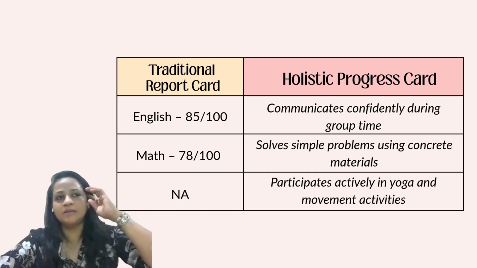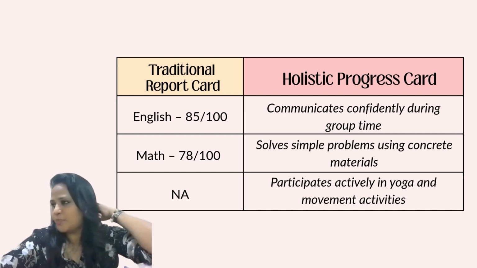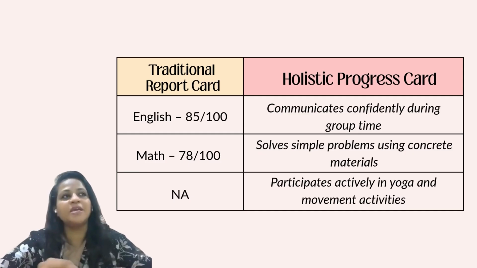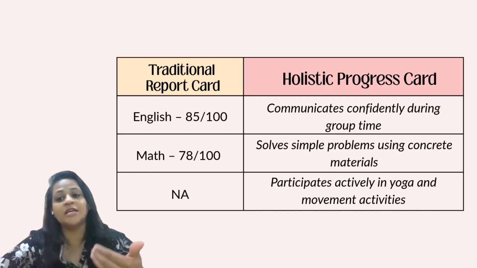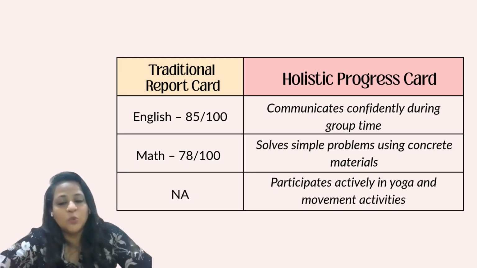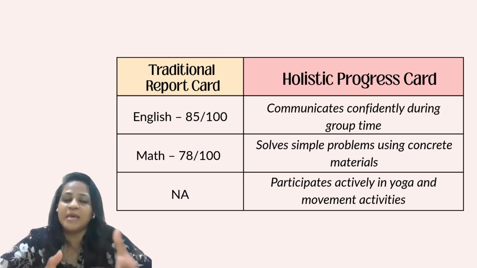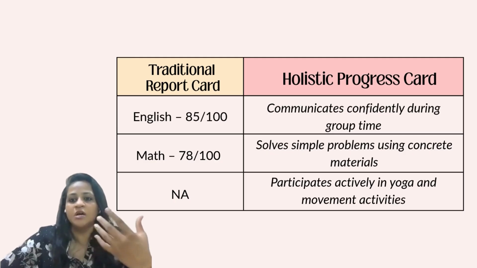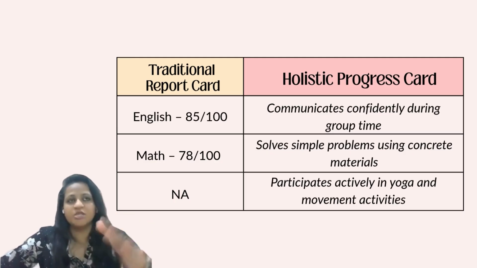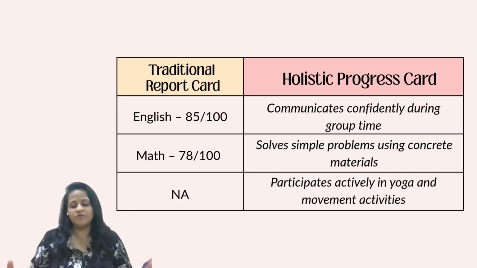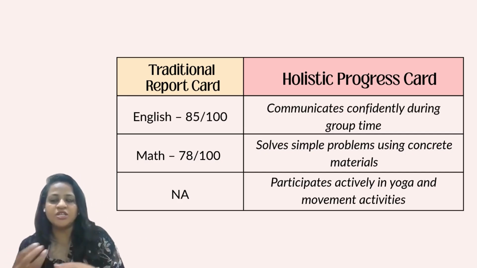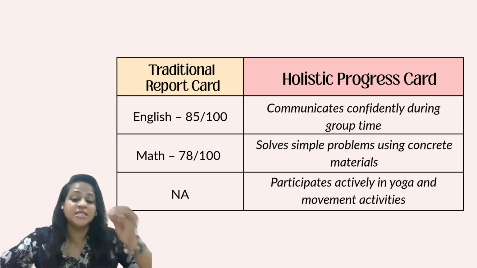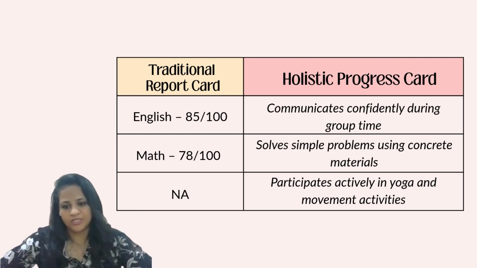For example, the remarks in the traditional report card would be the marks, that is 85 out of 100. But in the holistic card, it is also observed by the teacher that the child communicates confidently during group time, or for math, solves basic simple problems using concrete materials. Then the social emotional aspect, which was not there in the traditional progress card, like participating in different activities. All of this is observed and put across.